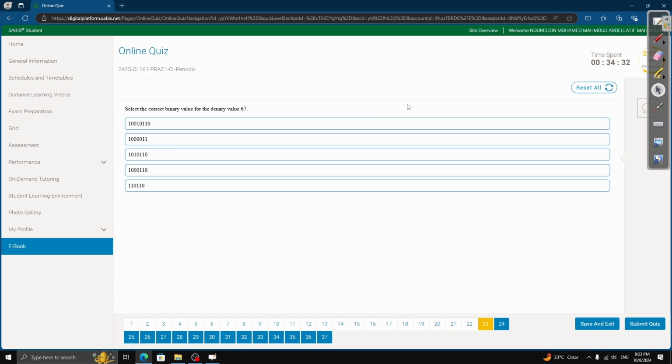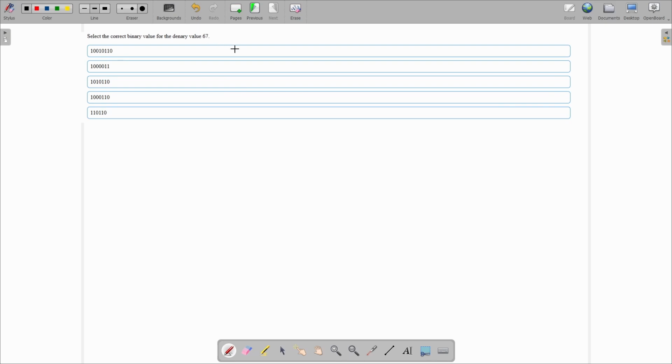Select the correct binary value for the decimal value 67. There are two ways you can go about doing this question. You can either constantly divide by 2 until you reach a remainder of 1 or 0 and can no longer divide it by 2, or do the subtractive method. I personally use the subtractive method, but I'll be doing both. But first, I'll start off with the subtractive method.